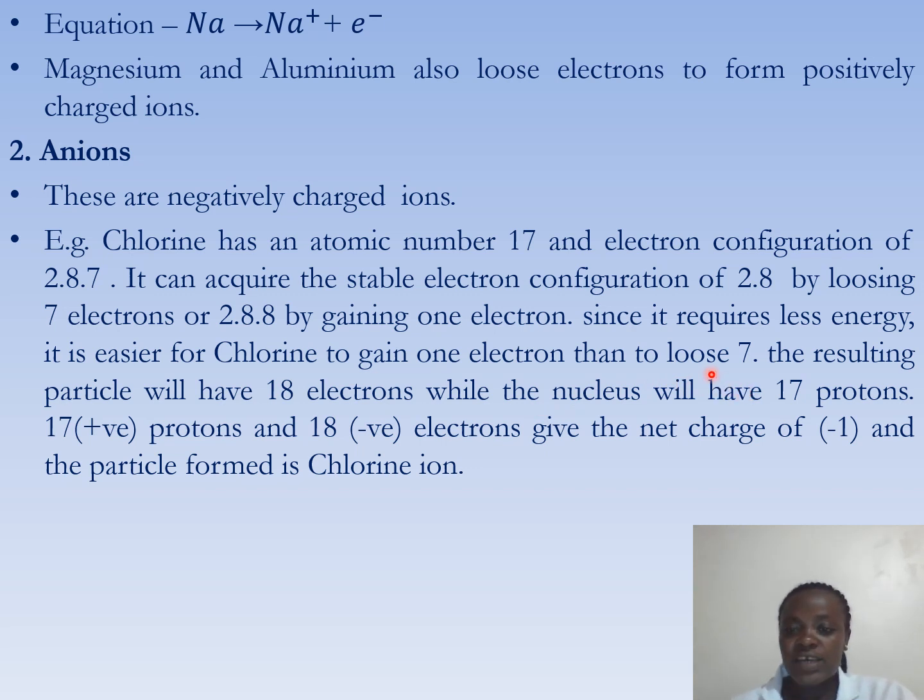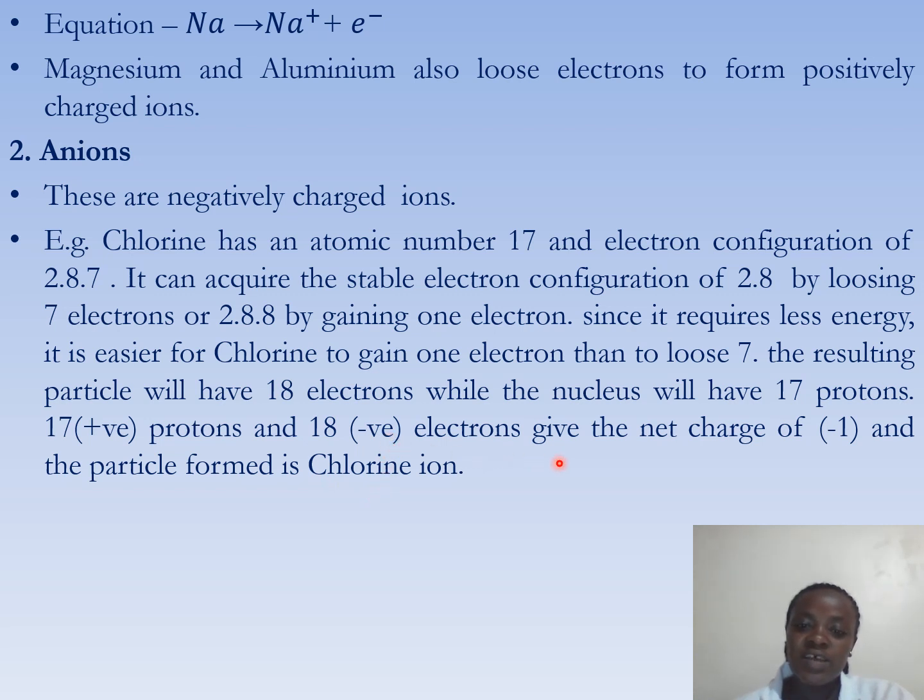So the resulting particle will have 18 electrons while the nucleus will have 17 protons. Remember, it has gained 1 electron. They were 17, so now they become 18 electrons. But in the nucleus, we still have 17 protons. So there will be 17 positive protons and 18 negative electrons.